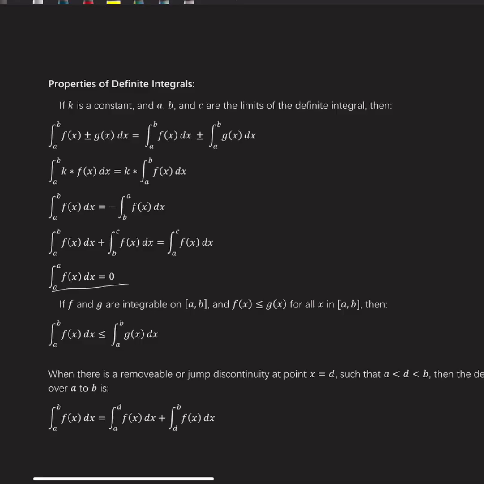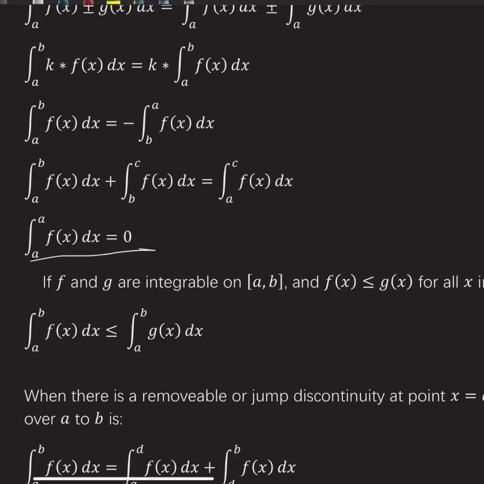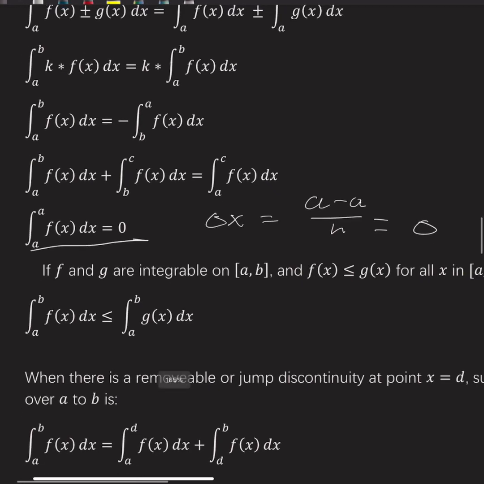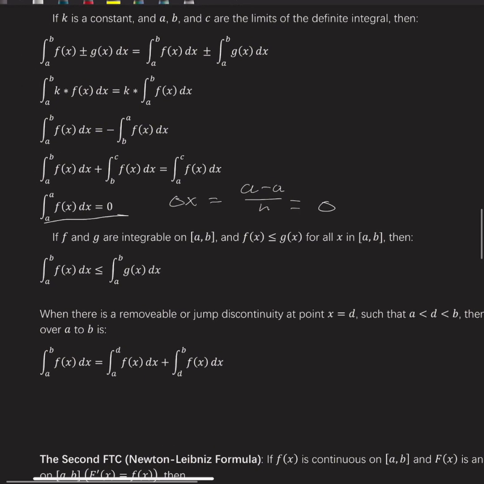Where the limits are the same, the integral must be equal to 0, because if you think of the rectangle way, delta x is equal to (a minus a) over n, no matter what your n is, as long as it's not 0. So the total area is equal to 0.